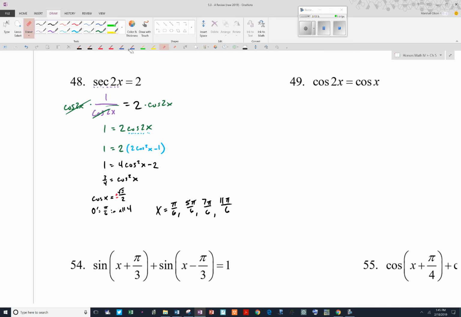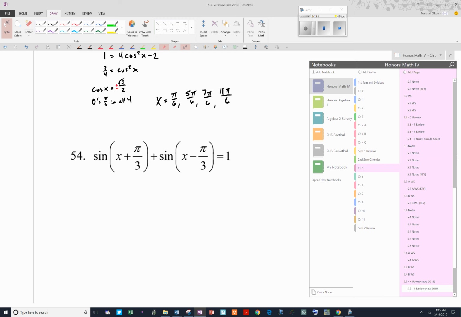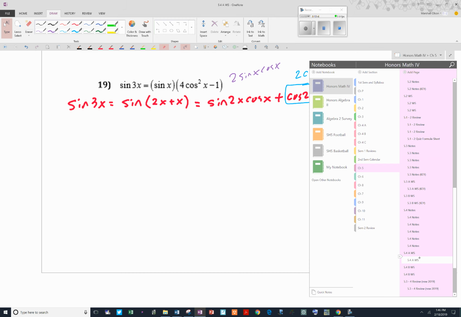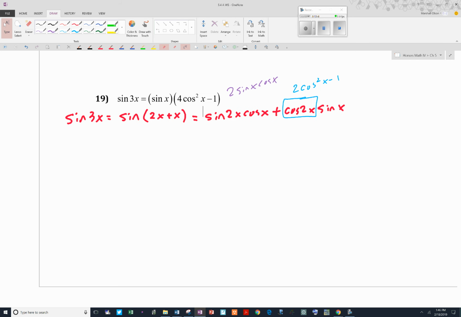So get rid of secant by using the reciprocal identity, and then get rid of that cosine of 2x using a double angle identity. All right, last one here is going to be on our 5.4a worksheet. This one right here on number 19.